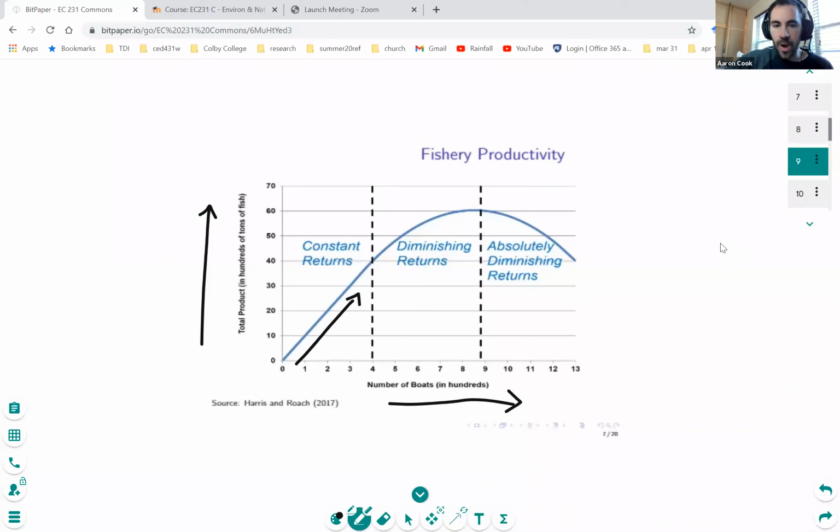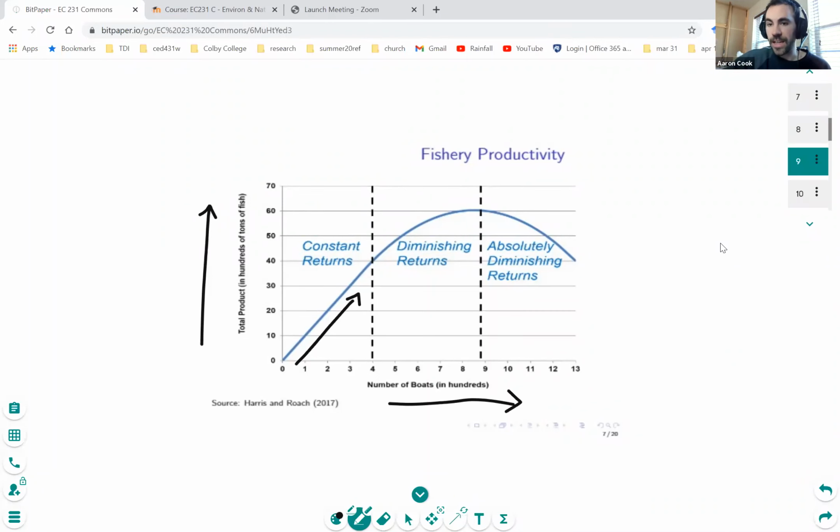So as you increase the number of boats, the return goes up at a constant level initially because each additional boat is able to catch the same number of additional fish. And that occurs for a while. When the fish stock is large, that's true. Each additional boat catches the same number of additional fish.